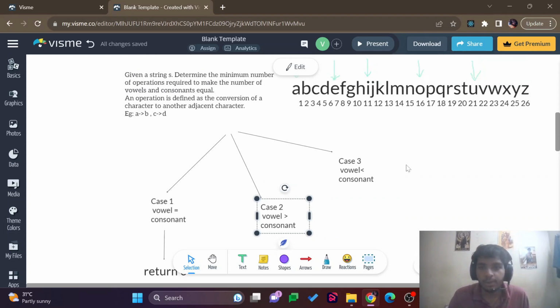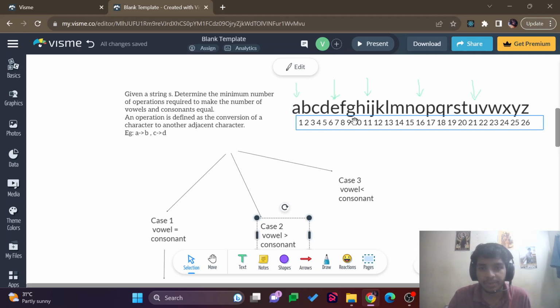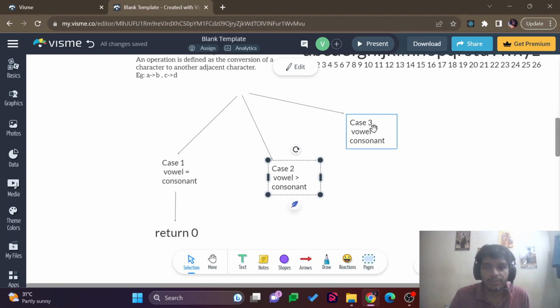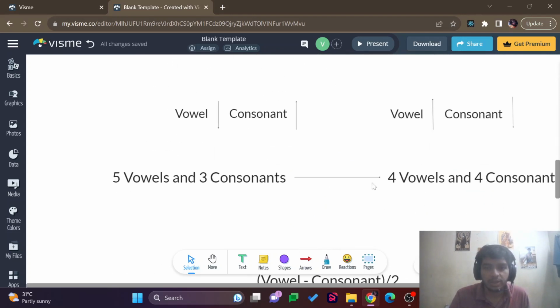And if you look at this order I have written here, I have marked all the vowels here, A, E, I, O, and U. But what we notice from here is that no two vowels are together, right? There is always a consonant in between. So we can infer that the minimum number of operations to convert a vowel to a consonant is always 1, because there is always a consonant nearby, either to the left or to the right. So we just return vowel minus consonant by 2 for case 2. That's what I have written here.